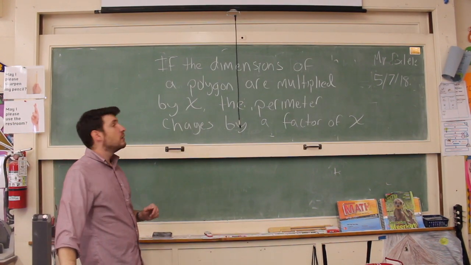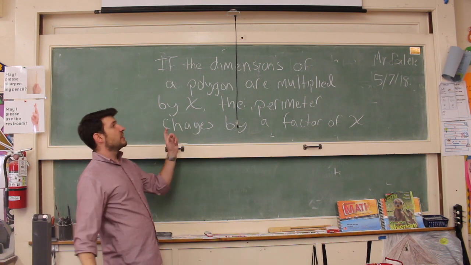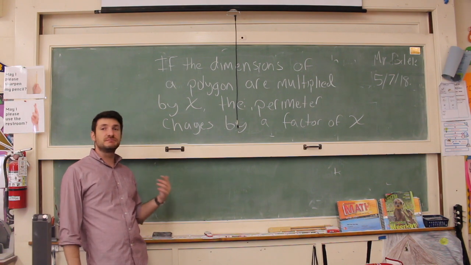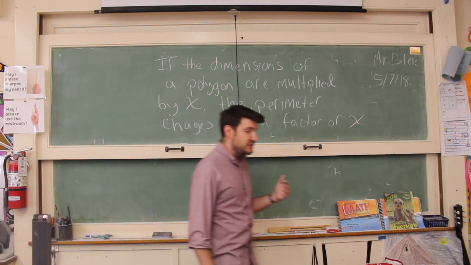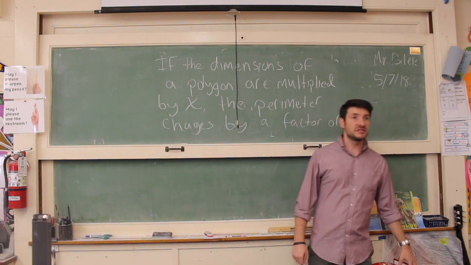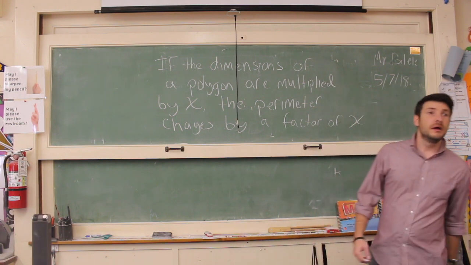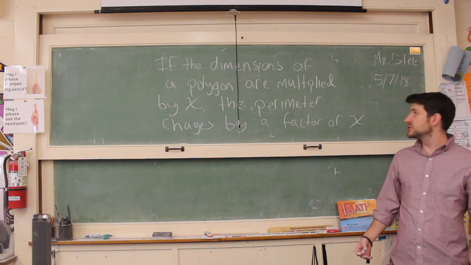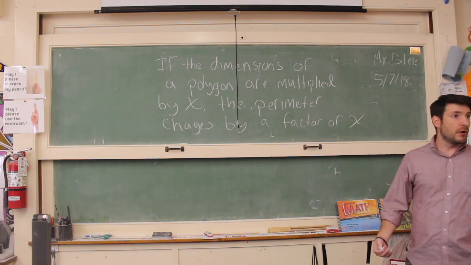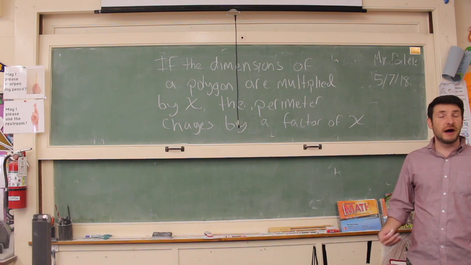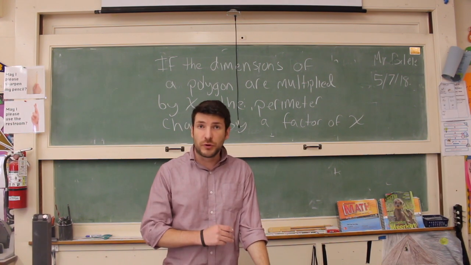So this is my rule. If the dimensions of a polygon are multiplied by x, the perimeter changes by a factor of x. If you double the length of your sides, the perimeter will double. If you triple the length of your sides, your perimeter will triple. Times 5, your perimeter will be times 5. So that's my rule for perimeter.